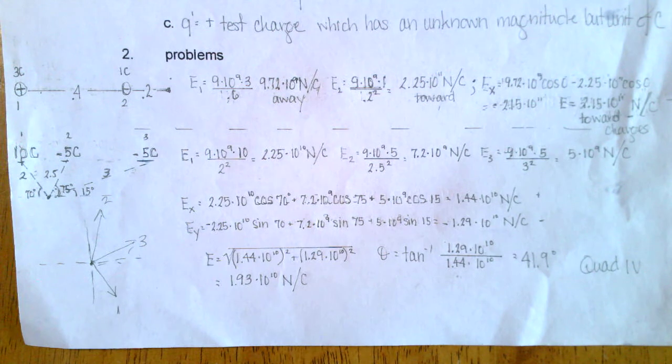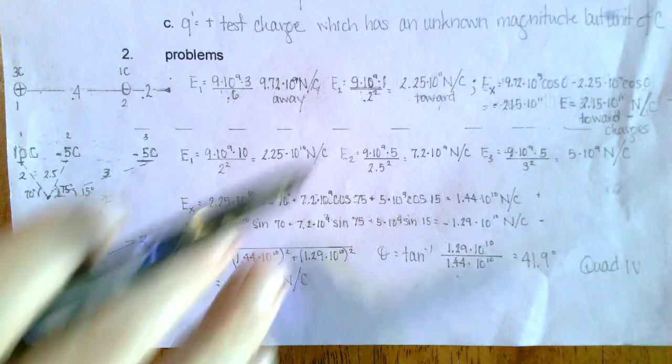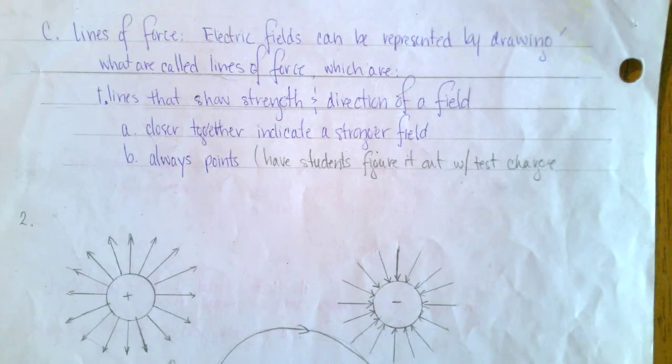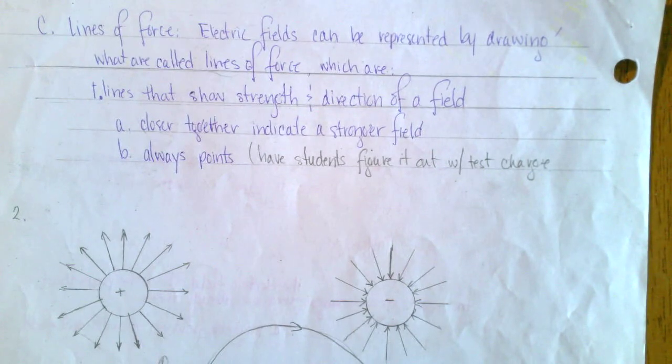I want to spend just a couple of minutes talking to you about what it actually looks like when you're drawing the lines of force around an electric field. And on the back of this page, I'd like you to write what lines of force actually are. Lines of force: electric fields can be represented by drawing what are called lines of force, which are lines that show strength and direction of a field.